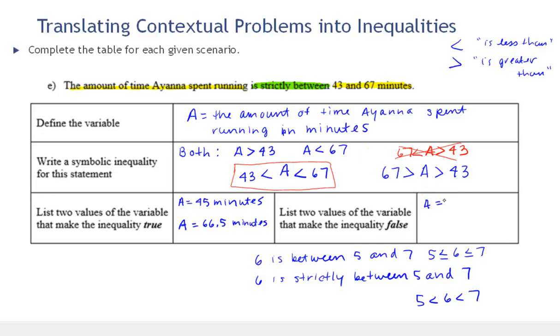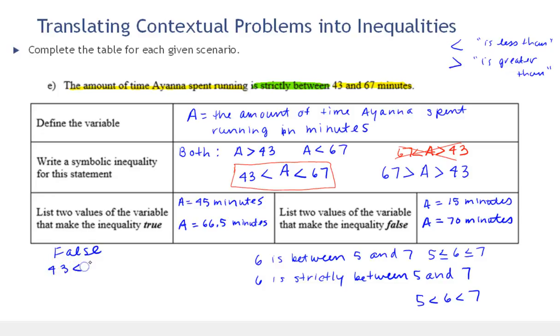Well, if she ran less than 43 minutes, so say 15 minutes, okay, 15 is less than 67, but 15 is not greater than 43. Okay. If we said something greater than 67, like 70 minutes, we'd have the other problem where 70 is greater than 43, but it is not less than 67. And let's just write those down real quick. So these are the ones that are false. I want you to see the structure instead of just saying it.